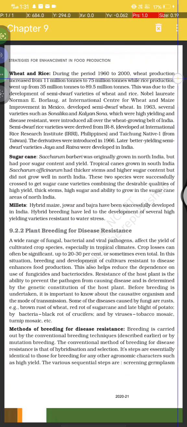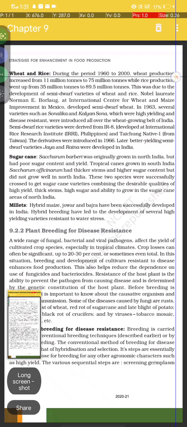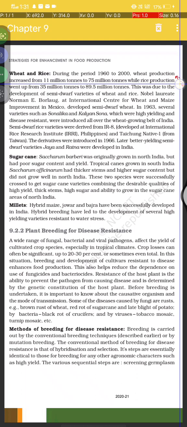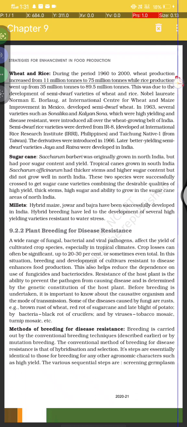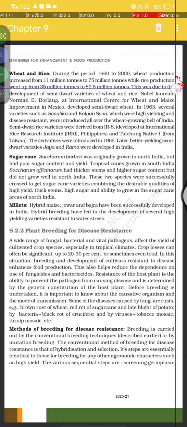And now wheat and rice during 1960 and 2000, ठीक है ना, wheat production increased from 11 million tons to 75 million tons. Okay, while the rice production went up from 35 million tons to 89.5 million tons. This was due to the development of the semi-dwarf varieties of wheat and rice.